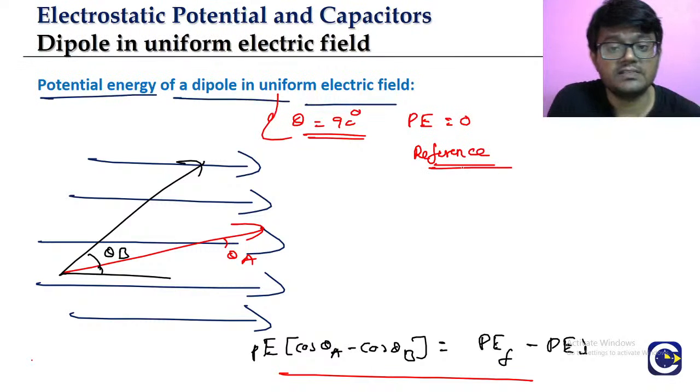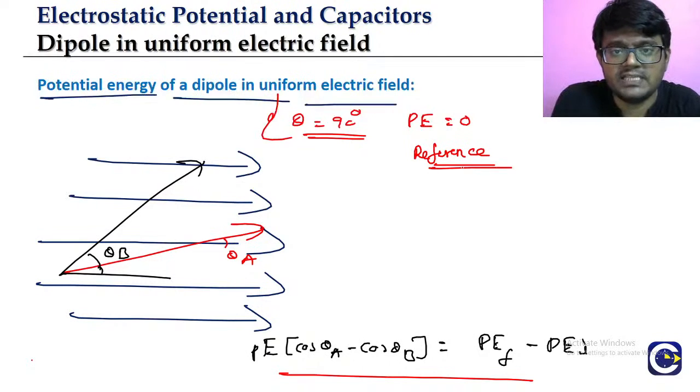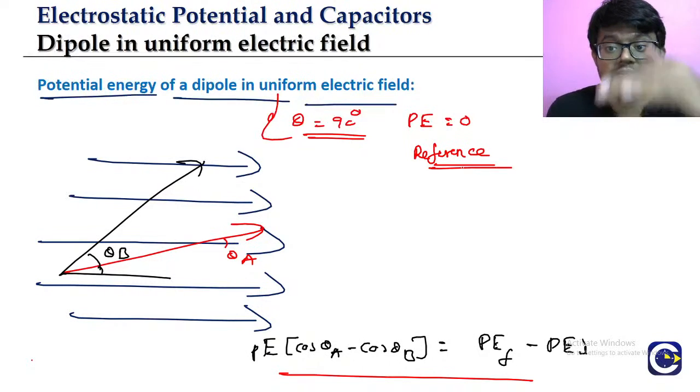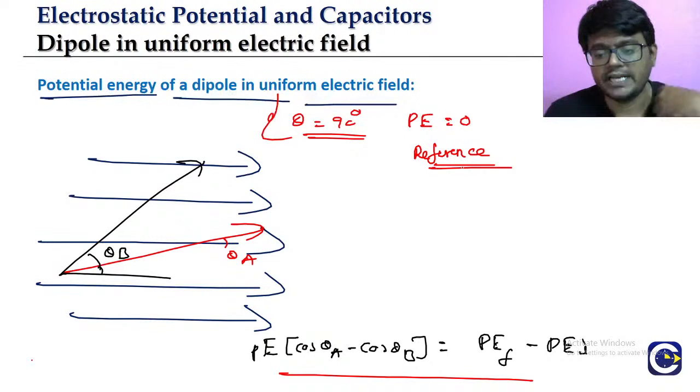This is a reference. Like normally in gravitational potential energy, on the surface of the earth we take it as 0. If you go to height h, we get the potential energy value as mgh. Similarly here, we will take the reference as theta is equal to 90.